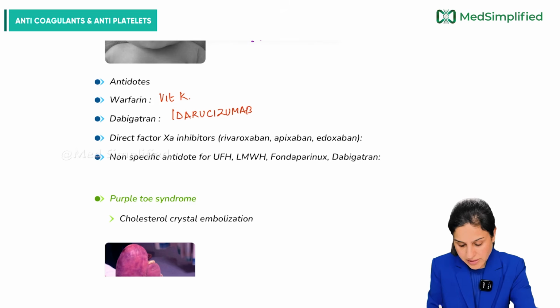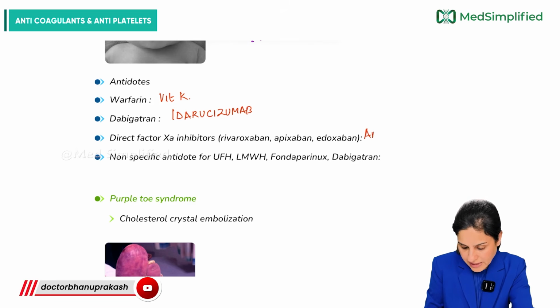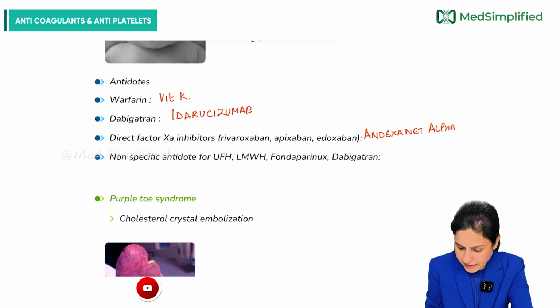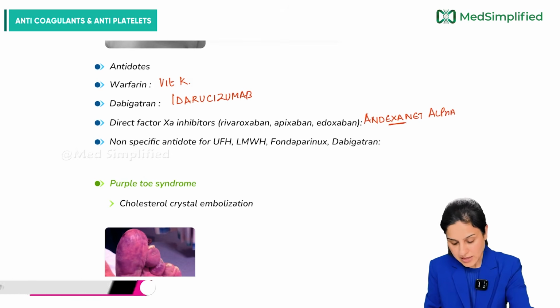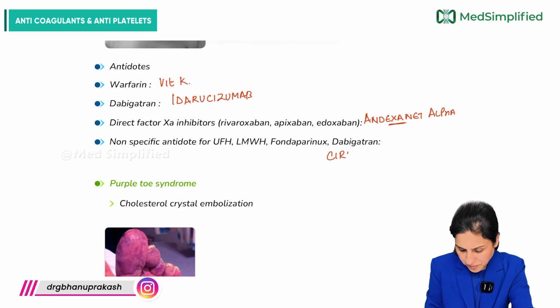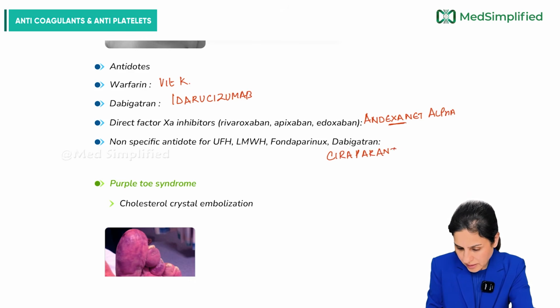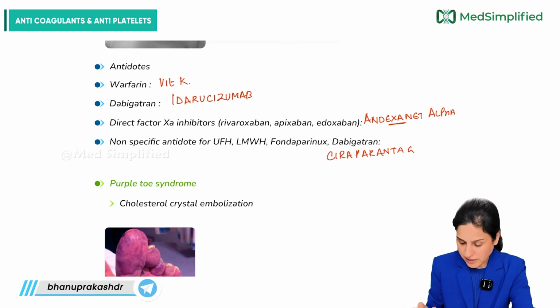Direct factor 10a inhibitors, which are rivaroxaban and apixaban, what will you give? You give andexanet alpha. Again, it contains Xa in its spelling. The non-specific antidote for unfractionated heparin, low molecular weight heparin, fondaparinux is ciraparantag. Dabigatran's antidote is idarucizumab. So this is a non-specific antidote, not very specific.